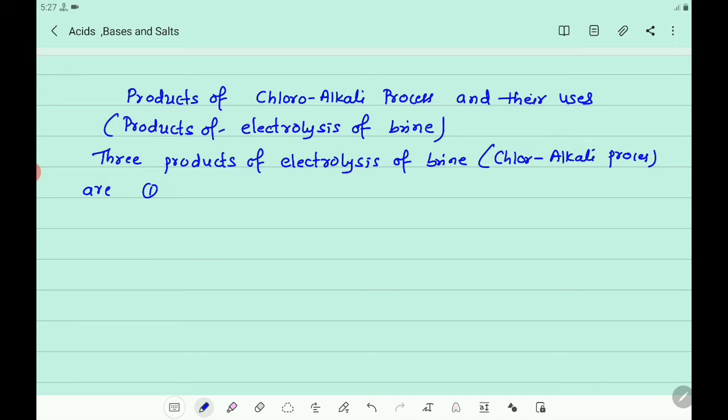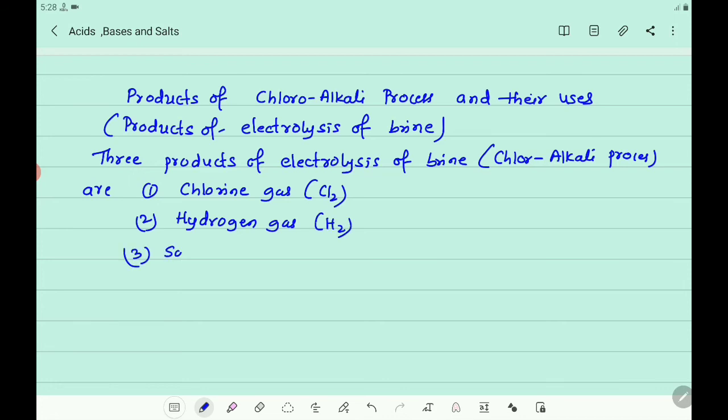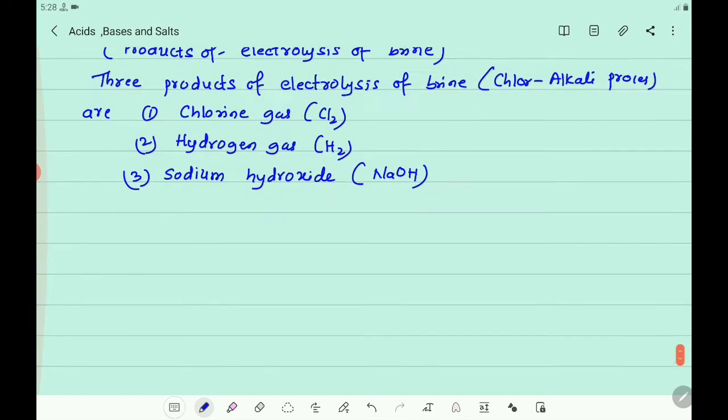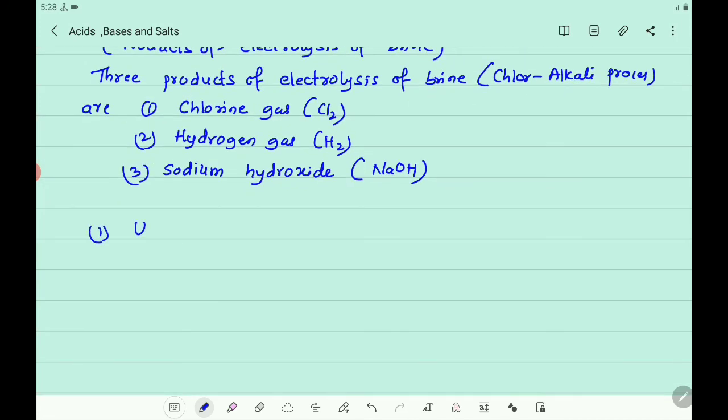First one is chlorine gas, that is Cl2. Second one, hydrogen gas, H2. And third one, sodium hydroxide, that is NaOH. Now what are their uses? First one you take uses of chlorine gas.